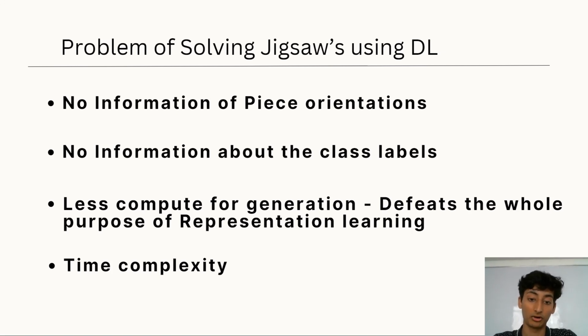Next is less compute for generation. Since we are students and we have limited compute, which is Google Colab GPU, if we use independent technologies and train our model, it defeats the whole purpose of representation learning, and a lot of compute is needed to train any generative adversarial network or any independent technology of sorts. Also, when it comes to time complexity, you cannot solve half of the puzzle and then use brute force to solve a jigsaw puzzle, because there are 9 factorial different ways to jumble a 3x3 puzzle.